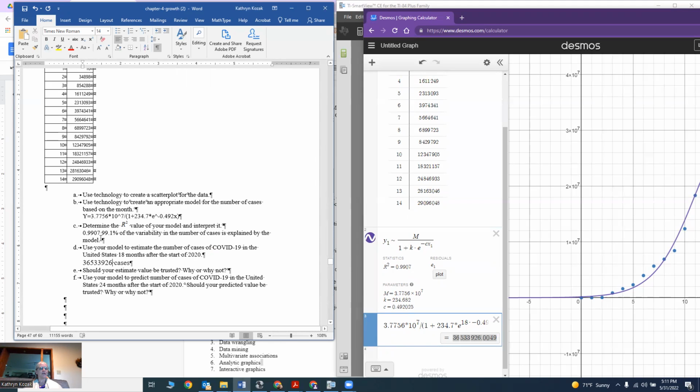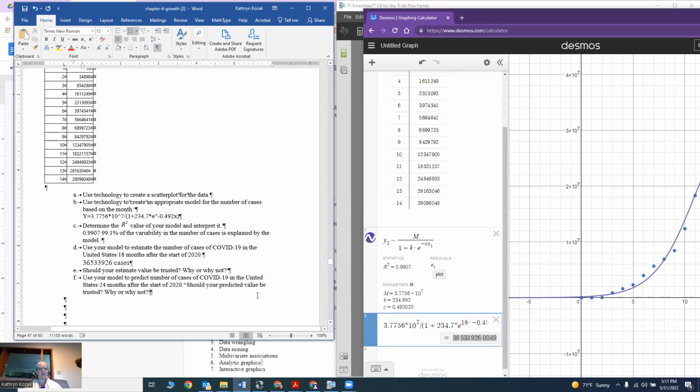The question is, should it be trusted? Well, 18 months is outside the original data. So I really probably shouldn't trust it. I don't know necessarily what's happening at that point. There are things that could have happened. There could have been more cases. There could have been less cases. There could have been a new variant. So really shouldn't trust it because it's outside of what my original data was I collected.